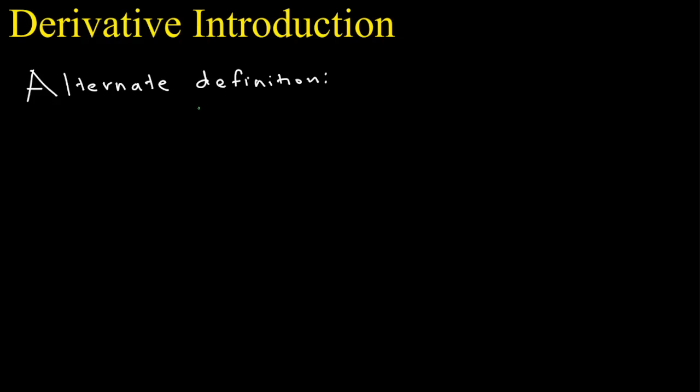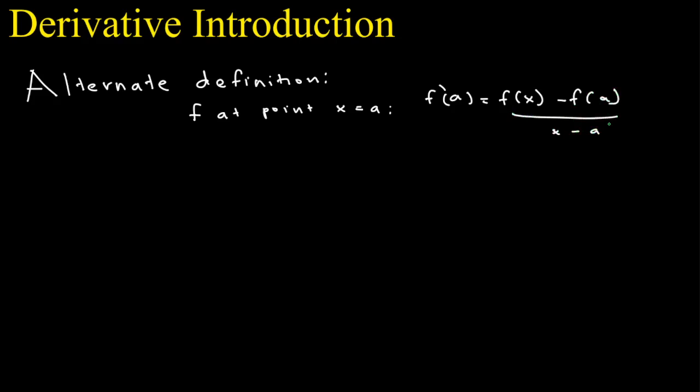So the derivative of f at point x equals a, f prime of a, is the limit as x tends to a of f of x minus f of a divided by x minus a.